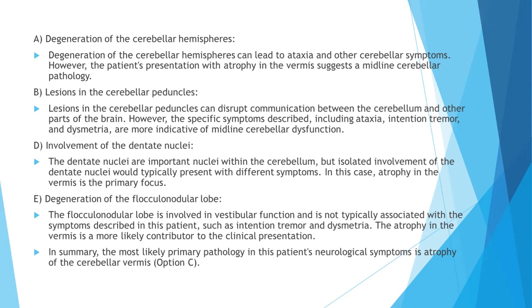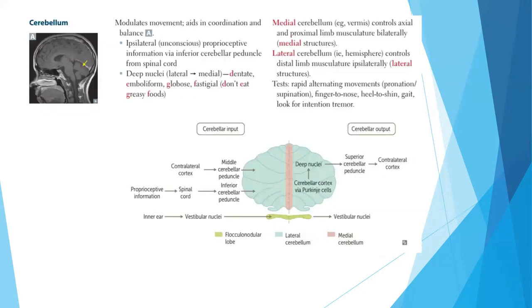Involvement of the dentate nuclei: these are important nuclei within the cerebellum, but isolated involvement of the dentate nuclei will typically present with different symptoms. Okay, now degeneration of the flocculonodular lobe, which is involved in vestibular function, is not typically associated with the symptoms described in this patient, such as intentional tremor and dysmetria. In summary, the most likely primary pathology in this patient's neurological symptoms is atrophy of the cerebellar vermis.